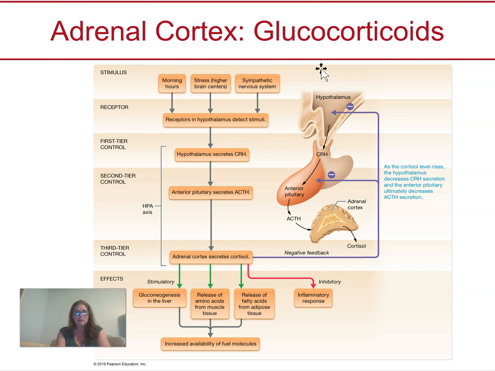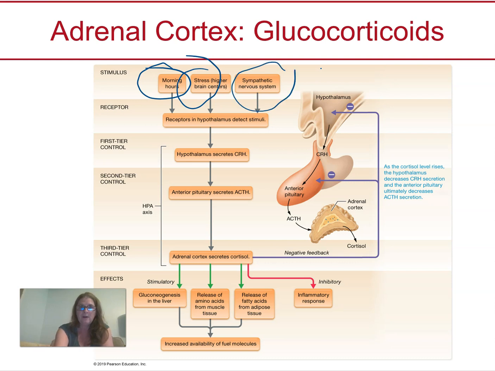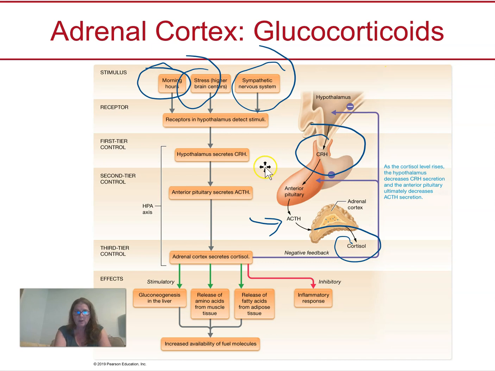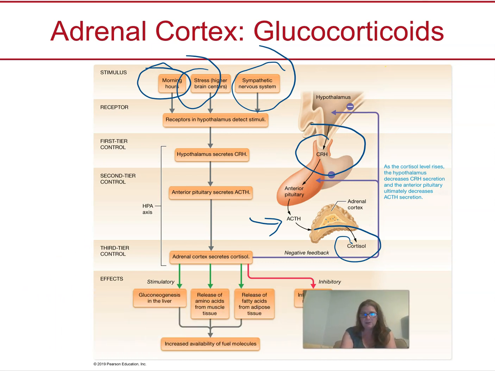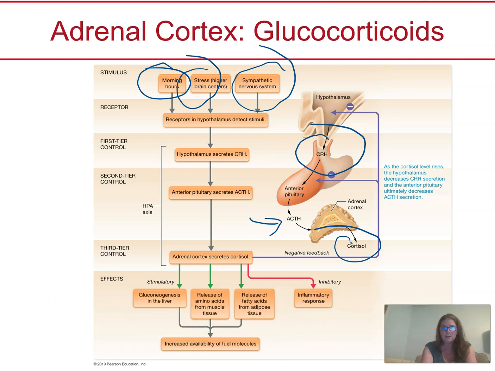So if we look at our stimulus again, early morning is going to trigger the release, and so are stress and our fight or flight, right? Sympathetic nervous system, which is basically stress. So we know all of these things affect the hypothalamus and CRH. CRH is going to release more of that ACTH, and then that will release cortisol. Its job is to try to raise your blood glucose levels, and it does it through several ways.